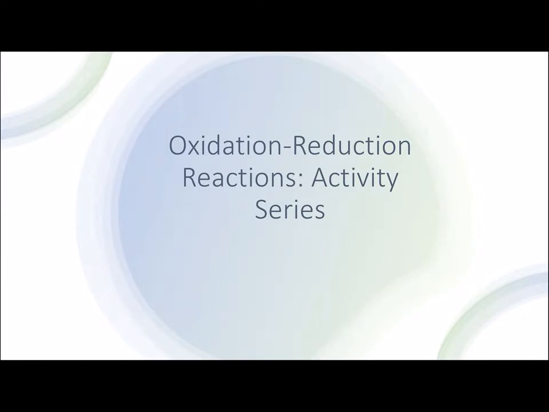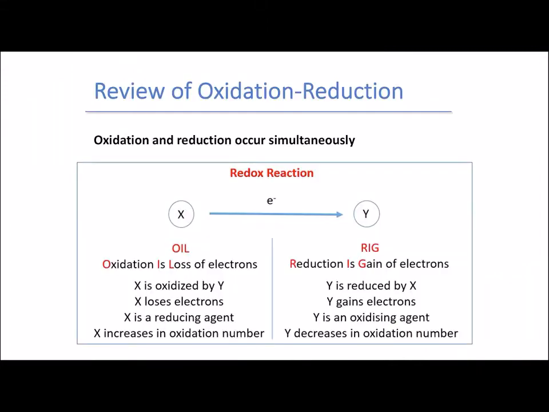In this video, we're going to look at the activity series involved in our oxidation reduction reactions. A quick review of our oxidation reduction reactions. When we do a redox reaction, that's when we're either gaining or losing electrons. So remember, X can be oxidized by Y, X loses electrons, Y is reduced by X, Y gains electrons.